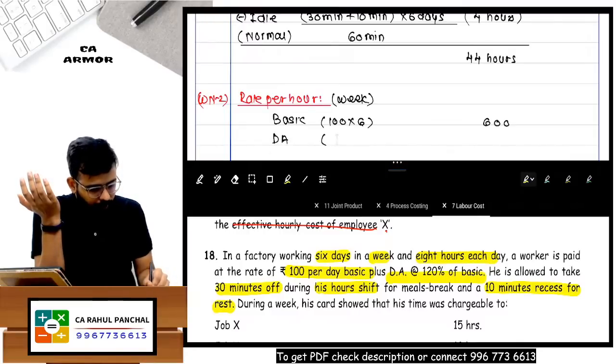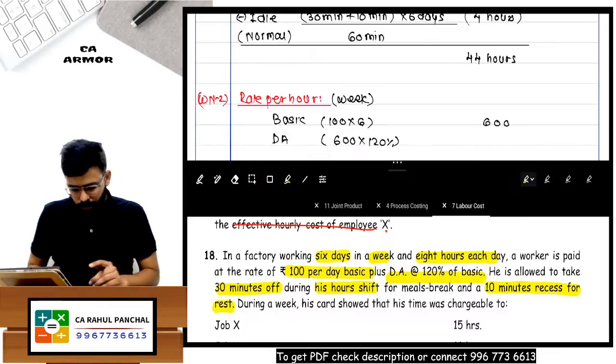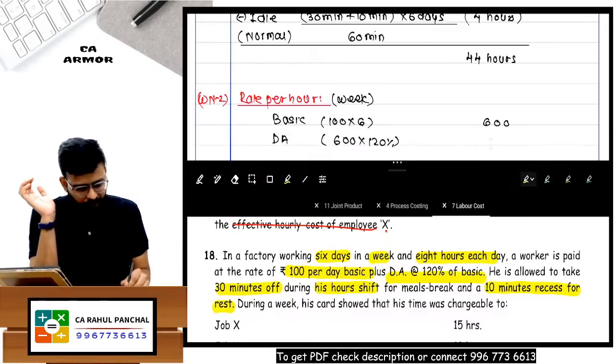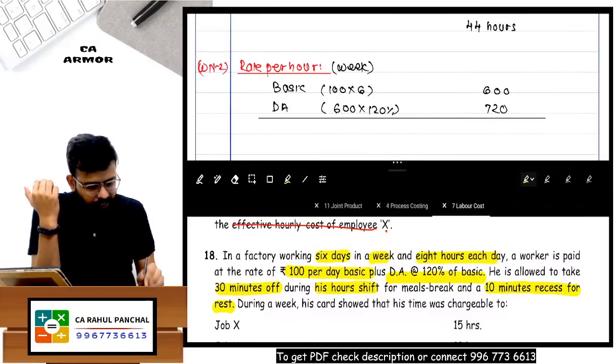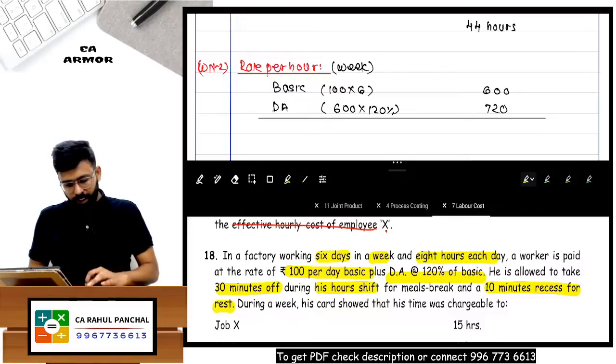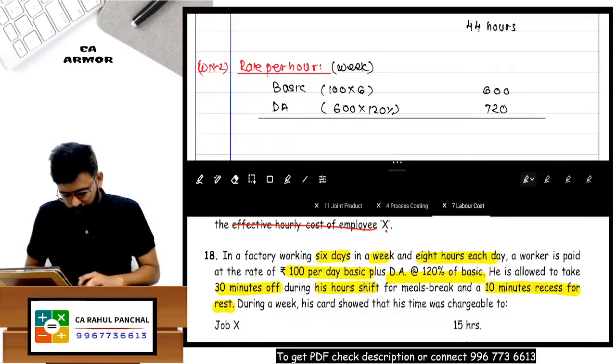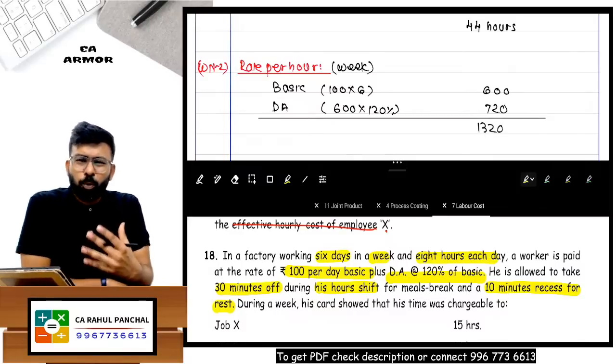Dearness allowance is 120% of basic, so 600, which is your basic. Calculate 120% of that and you get, guys, 720. That is your dearness allowance. Adding this, 600 plus 720, that is going to give you 1320 as your total wages you pay in 1 week.